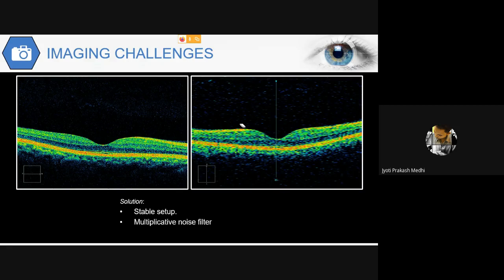So in order to get rid of that, we have to go for stable setups, making the person stable enough so that we can get a proper OCT image. Then, in order to remove these noises, we have to go for multiplicative noise filters because speckle noise is multiplicative in nature, and we cannot go for normal filters because they will blur the image. And if the image is blurred, then we cannot identify the edge information. As you can see from the basic principles of image processing, if the image is blurred, we cannot identify the edges because the edge information is lost during the filtering process.